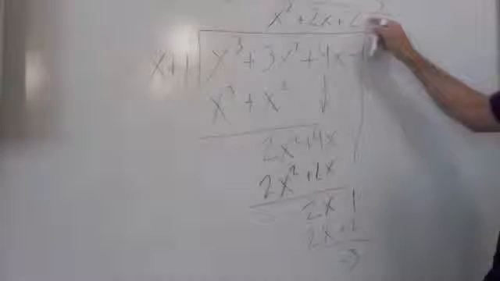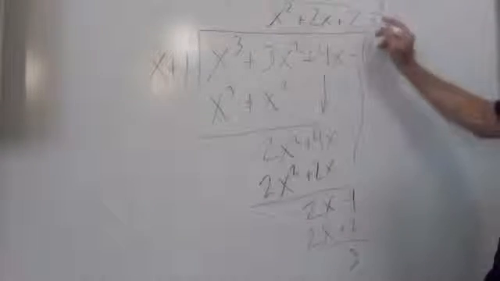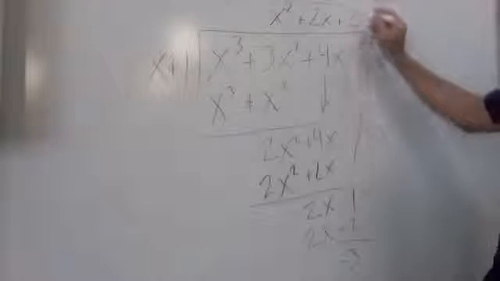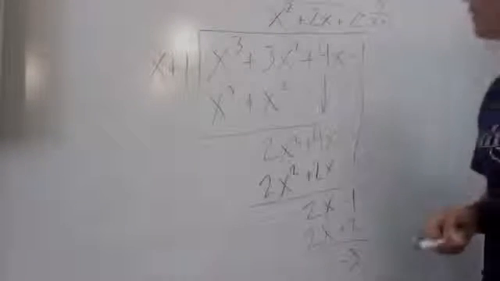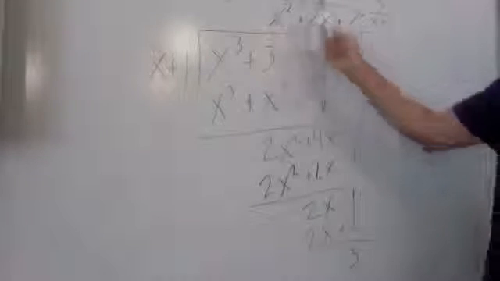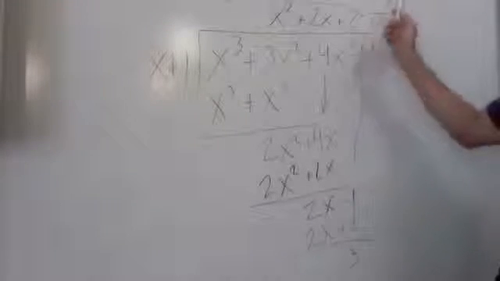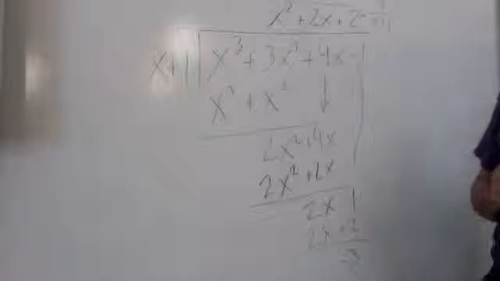It doesn't really matter where the negative sign goes. It can go with the 3 or the bottom. Usually I put it right out in front there. Okay, so your answer would be x squared plus 2x plus 2 minus 3 over x plus 1.